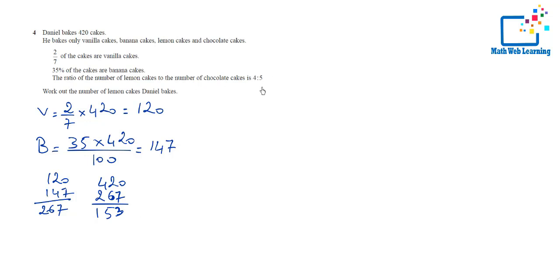Now we need to share it into this ratio 4:5, or we can say lemon has a fraction of 4/9, right? And we multiply it by 153. Since this is a calculator paper, go ahead and do the calculation. And the answer is 68. So we have 68 lemon cakes. All right, that's how we do it.